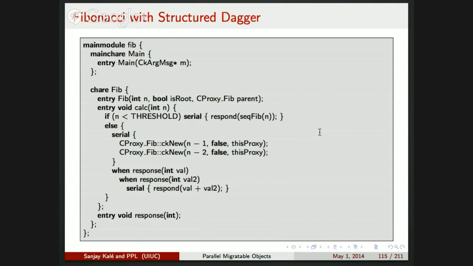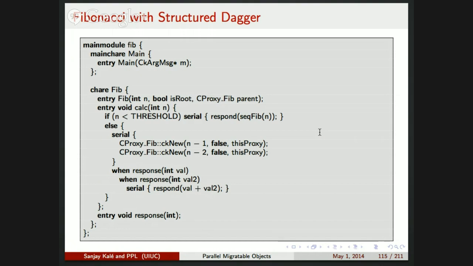Can you explain, in the threshold line, n less than threshold? What does that serial do for me? How does it modify anything? So respond is actually just some other method that is defined on the Fibonacci class, which we'll look at shortly. And so is sequential Fibonacci.